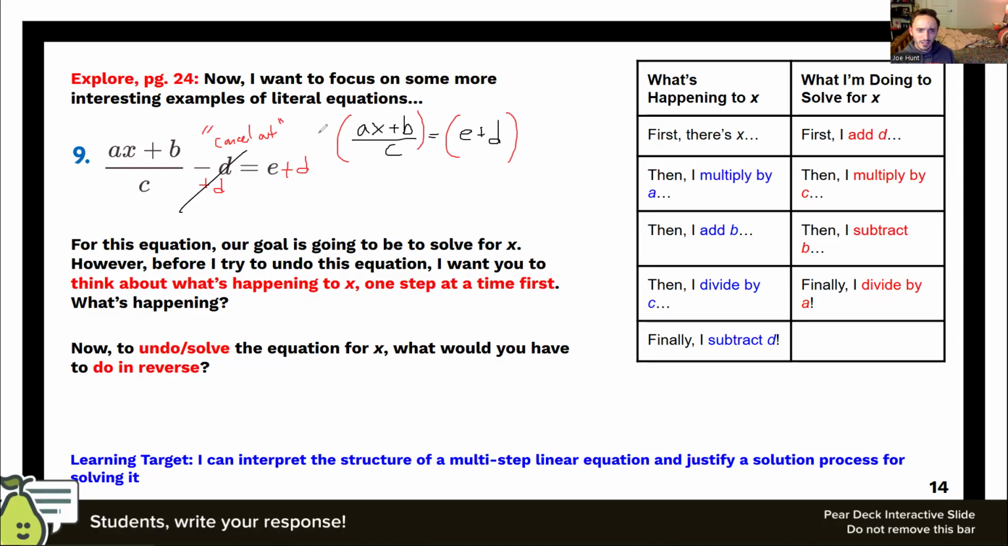Now, the next thing I have to do is multiply by c. We're going to notice here on the left-hand side that c divided by c is going to cancel out. And that's going to leave ax plus b is equal to c times e plus d. But I could distribute that, so I might see something like ce plus dc. Same thing.